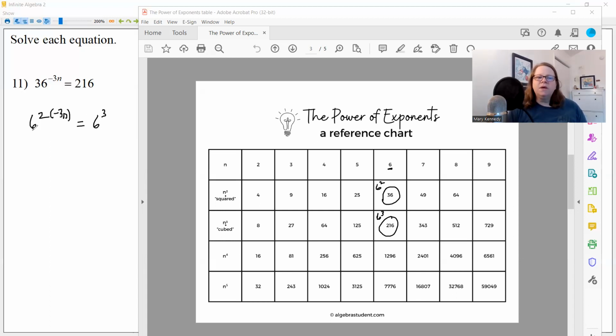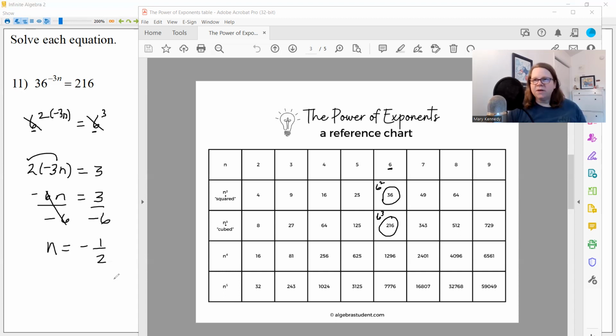Okay, so now we know that if our bases are the same, that means the exponents have to be equal to each other also. So I'm just going to get rid of the bases. All I'm interested in now is the exponent part. So let's just write that down and see what that is. So 2 times negative 3n, that's negative 6n. And then I'll divide by negative 6. And 3 over negative 6 reduces to negative 1/2. And so that's it. That's the solution to this equation: n equals negative 1/2.